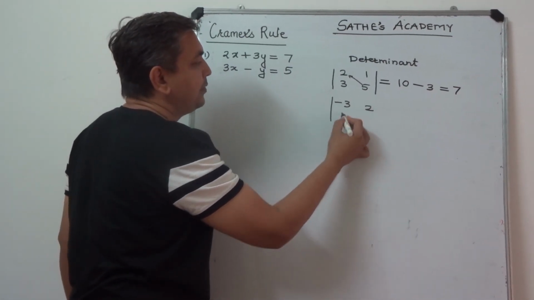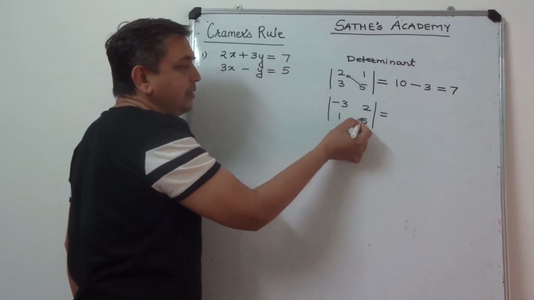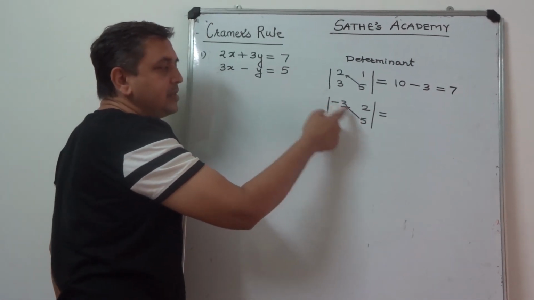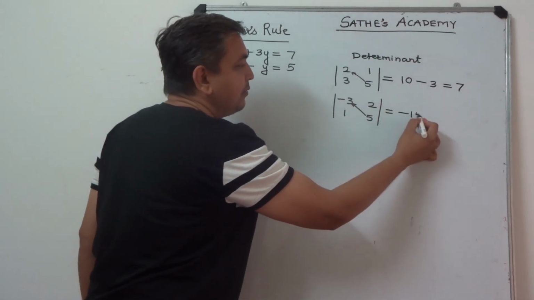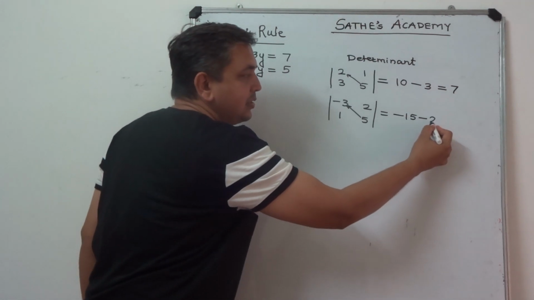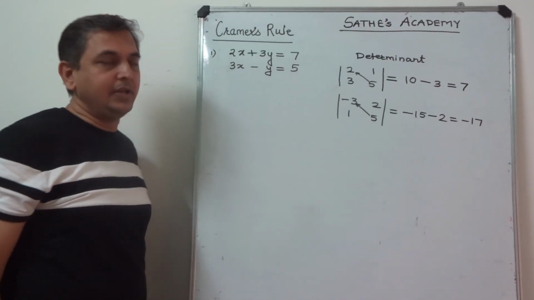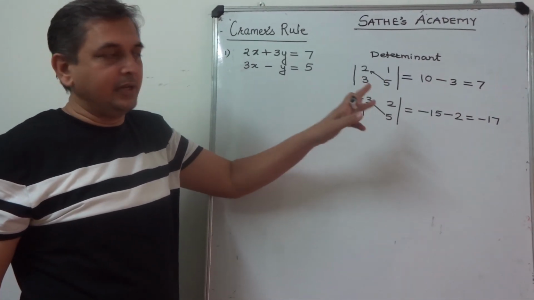Minus 3, 2, 1, 5. Again, first this multiplication with signs, plus into minus, minus. 5 3s are 15, minus 1 into 2 is 2, minus 15 minus 2 is minus 17. So this is the way to find the value of a determinant.